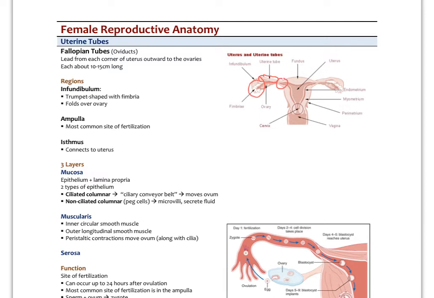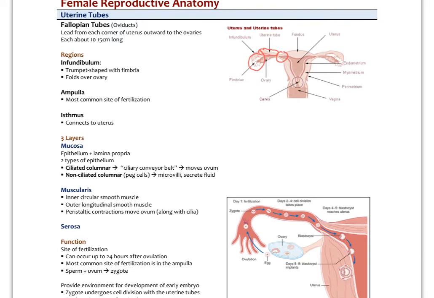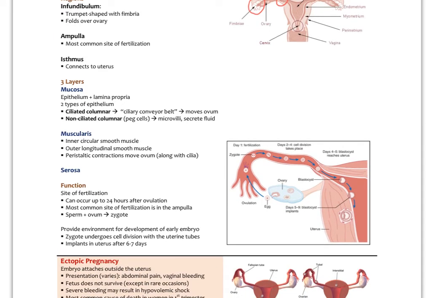Again, there are three layers here as well. There's the mucosal layer, which is made up of epithelium and lamina propria. And there's two types of epithelium. There's ciliated columnar epithelium, and this forms what's called the ciliary conveyor belt, and that moves the ovum down from the infundibulum down into the isthmus and into the uterus.